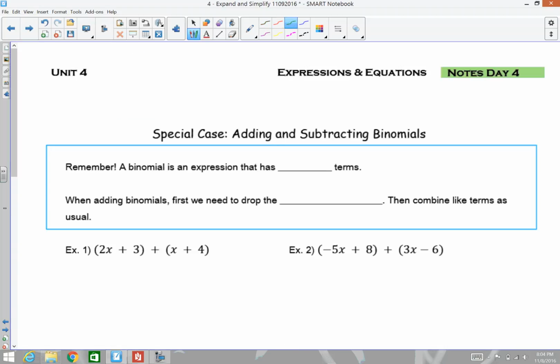Special case, adding and subtracting binomials. If you remember, a binomial is an expression that has two terms. When we're adding binomials, we first need to drop the parentheses. Then we combine as usual. So when you're adding binomials, it's actually quite simple. It's the subtraction that throws some of us off.